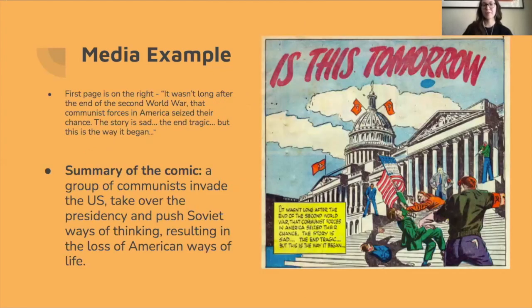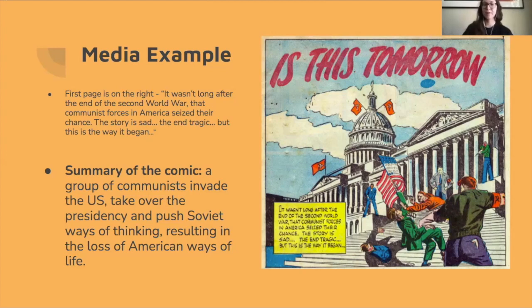The first page of the comic is on the right, which shows the White House displaying the flag of the Soviet Union, as well as fighting occurring between Soviets and Americans. The text on the page says, "It wasn't long after the end of the Second World War. The communist forces in America seized their chance. The story is sad, the end tragic, but this is the way it began."